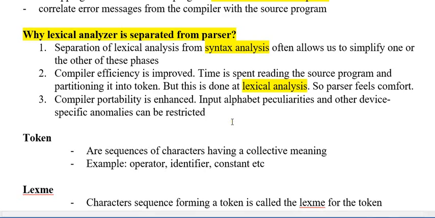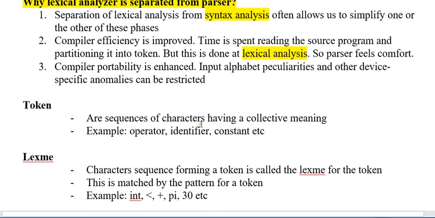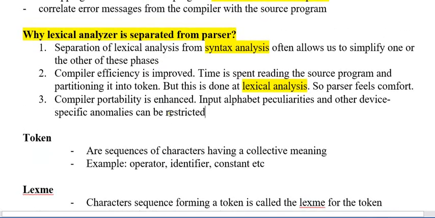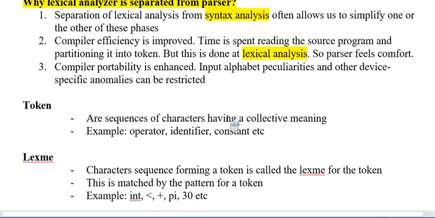And the third one is that compiler portability is enhanced. Input alphabets, peculiarities and other device-specific anomalies can be restricted. Those are the reasons why the lexical analyzer and the parser are in different phases. You can take a snap of this.